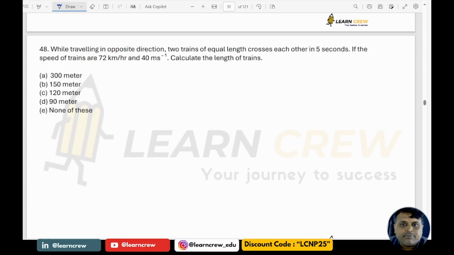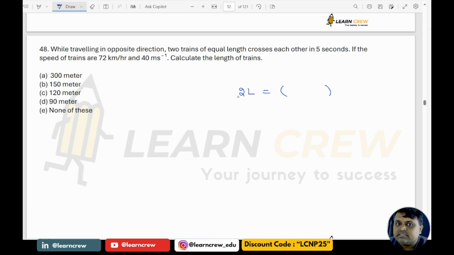While traveling in opposite directions, two trains of equal length cross each other in 5 seconds. If the speeds of the trains are 72 and 40 km per hour, calculate the lengths of the trains. If the length of each train is L, the distance covered by them would be the sum of the lengths of both trains, which is 2L. It is equal to speed into time.